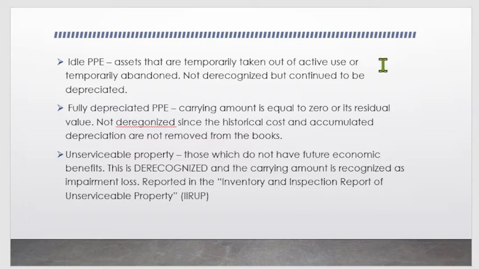So, kahit na idle pa yung PPE na yan, halimbawa yung warehouse ay idle, yan po ay hindi nire-recognize but are continued to be depreciated in the books. While the fully depreciated property, plant, and equipment, what does it mean? This only means na this is self-explanatory, I guess. Yung carrying amount is just equal to zero or the residual value. This is not recognized since the historical cost and accumulated depreciation are not removed from the books.